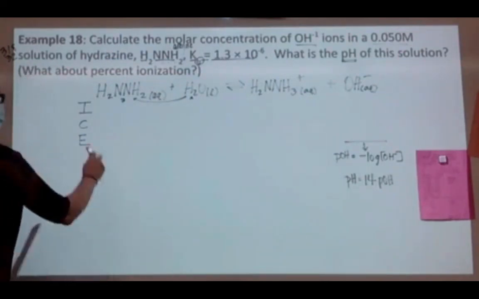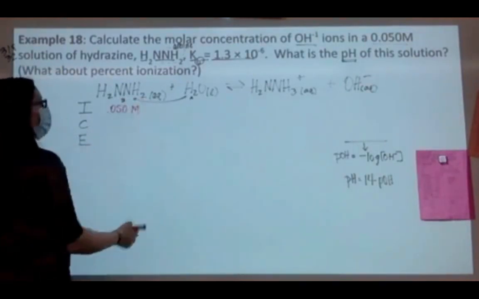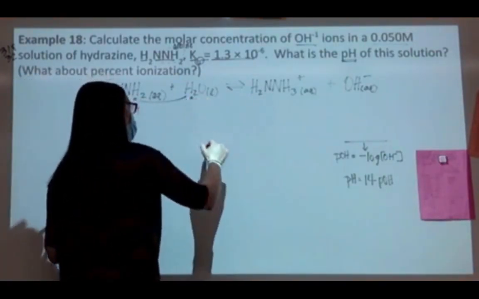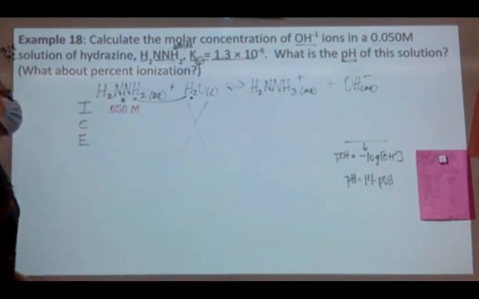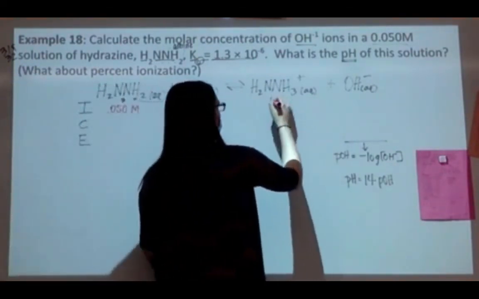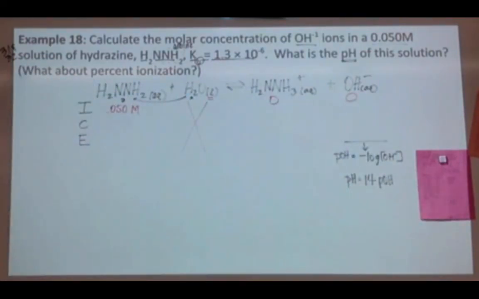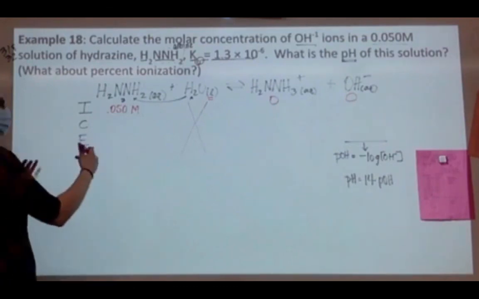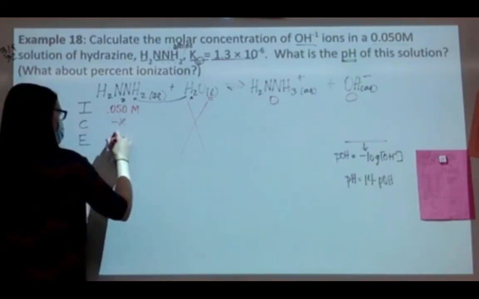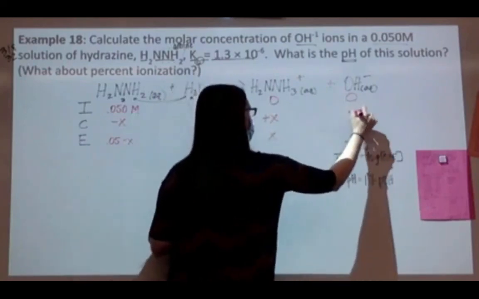So let's look at what we have. We have a 0.05 molar solution of weak base. I'm going to put an X through H2O. Why can I put an X through H2O? It's a liquid, right? Liquids do not affect equilibrium. And then, because it doesn't say anything else about initial, they're 0. Now, it doesn't say anything else, so I'm going to use X's. Plus X. Plus X.